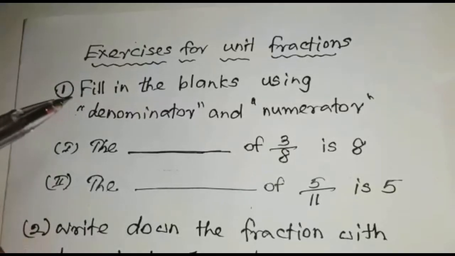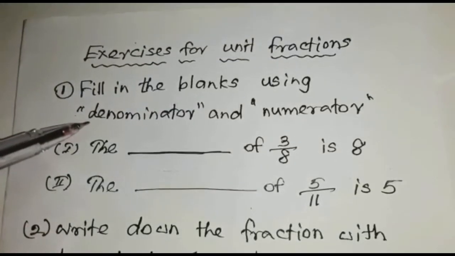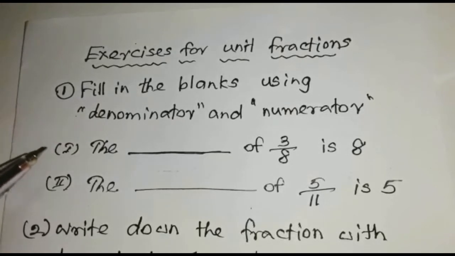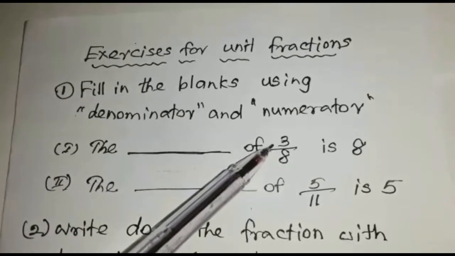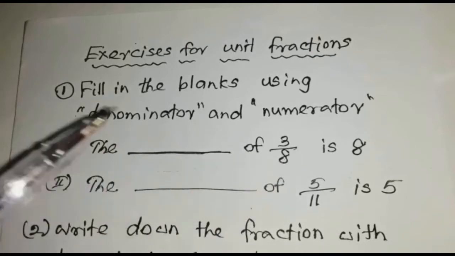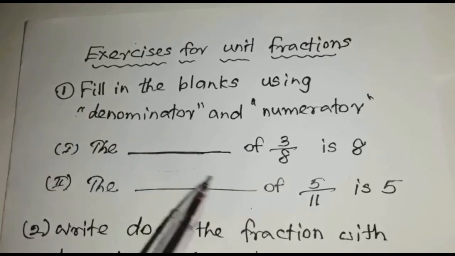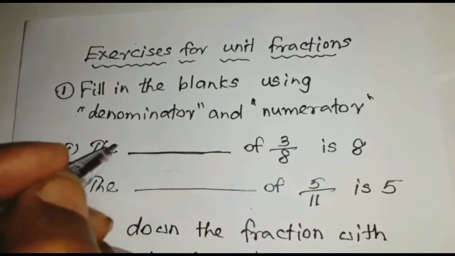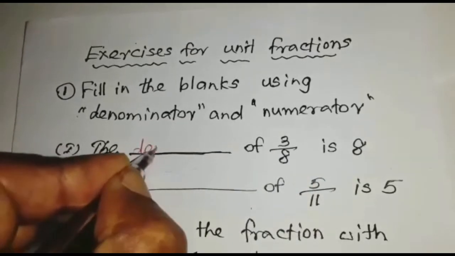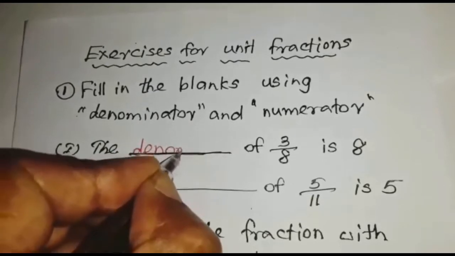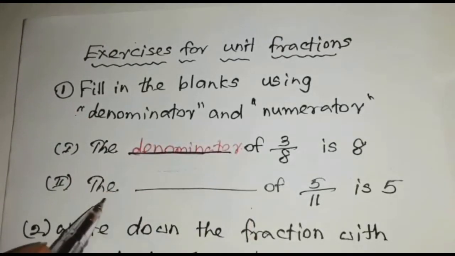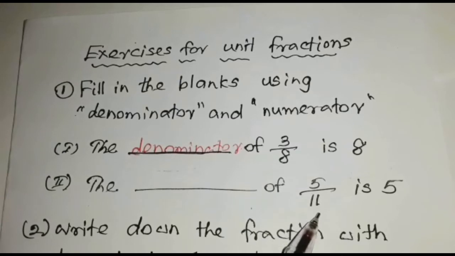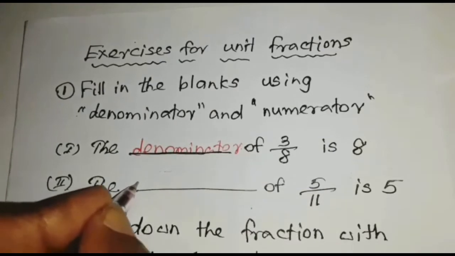First one, fill in the blanks using denominator and numerator. The blank of 8 over 3 is 8. Here 8 is the denominator, answer is denominator. Second one, the blank of the 5 over 11 is 5. 5 is the numerator here, the answer is numerator.